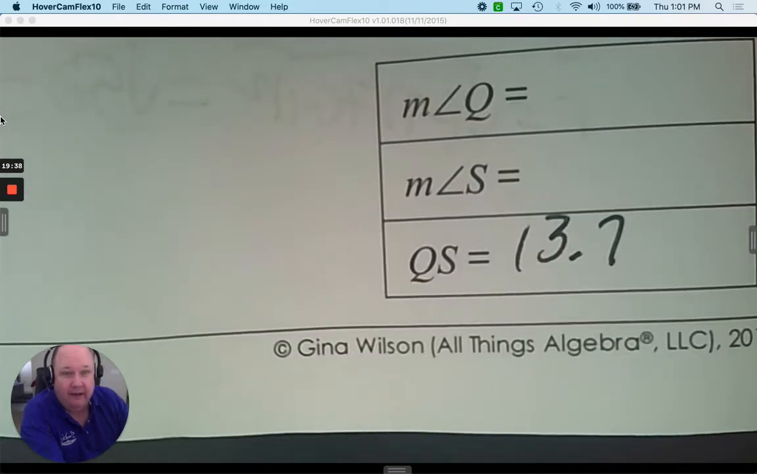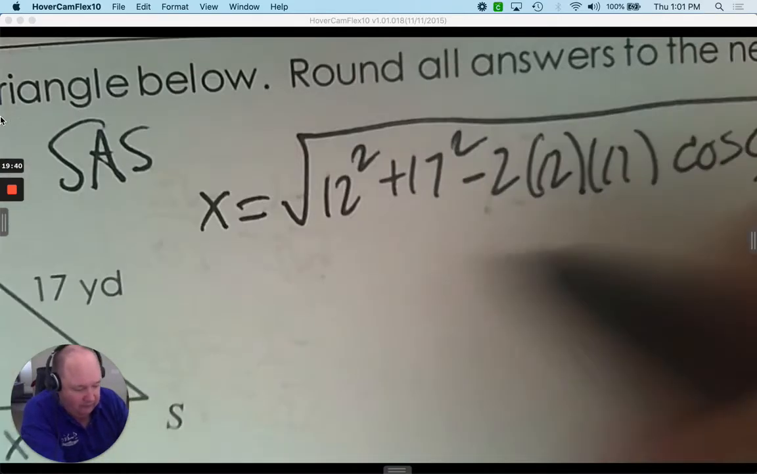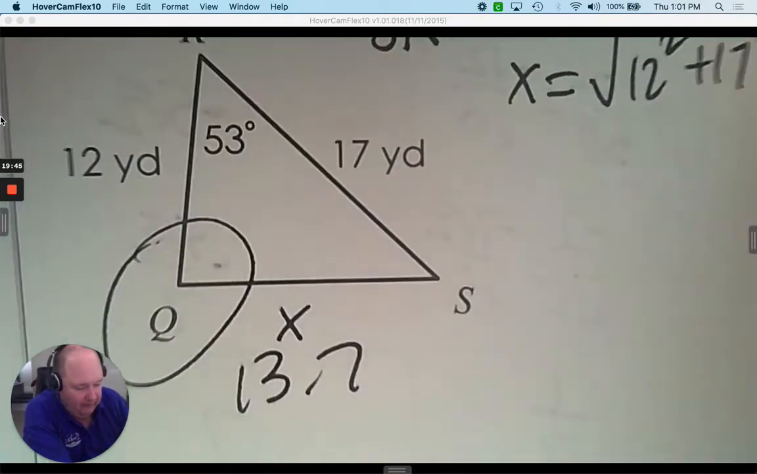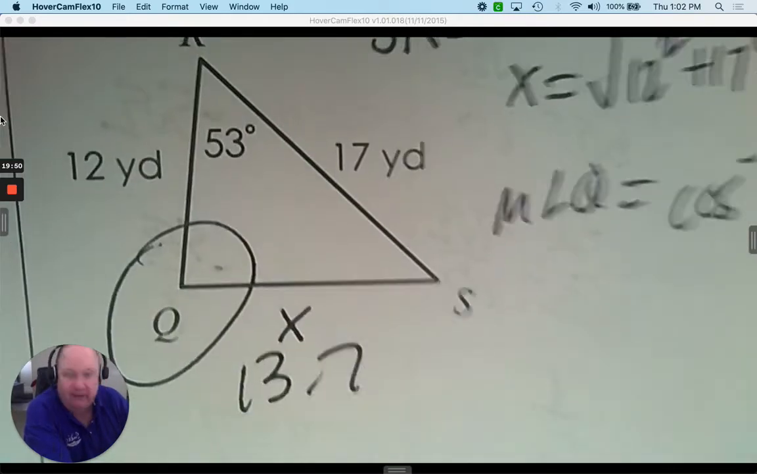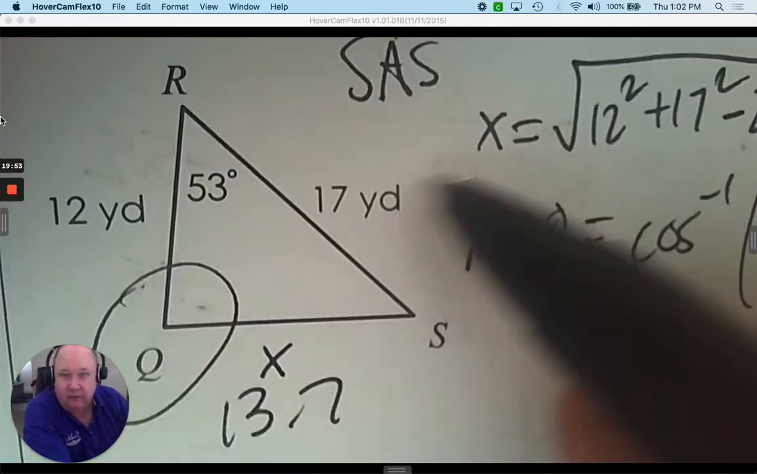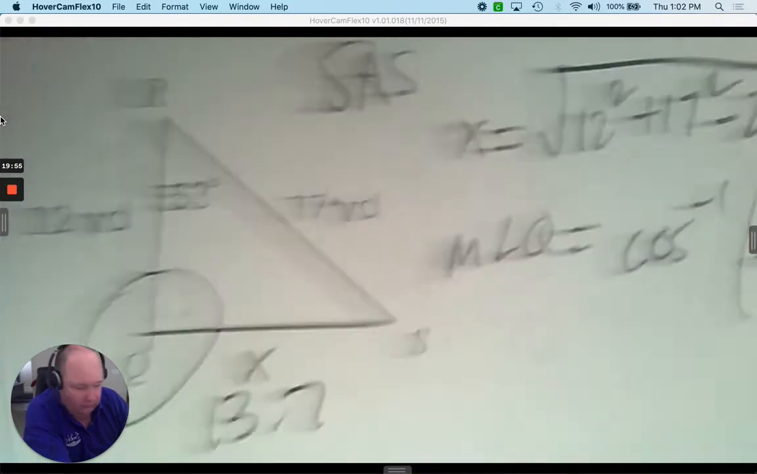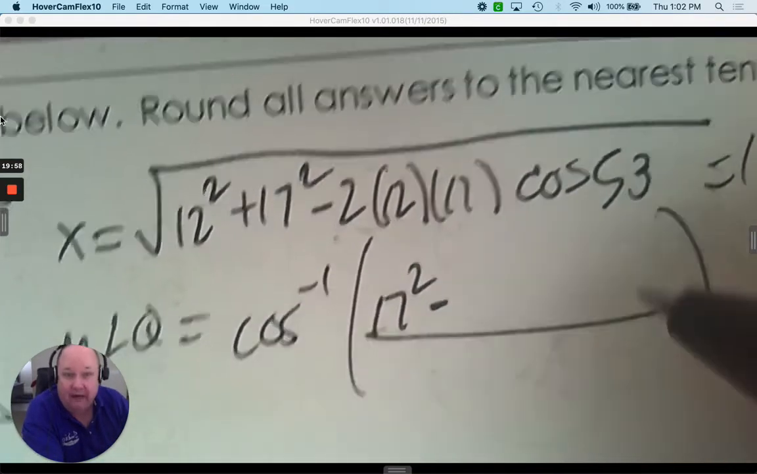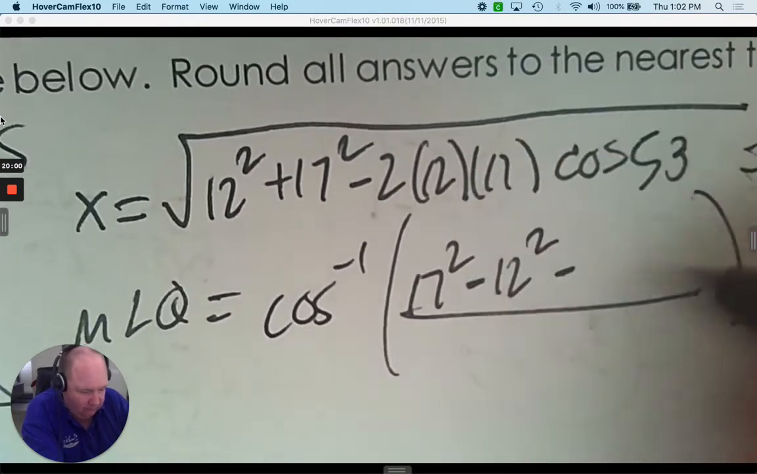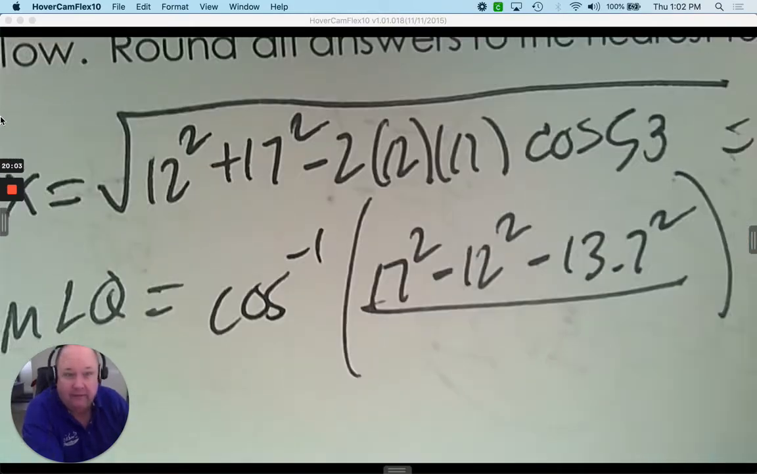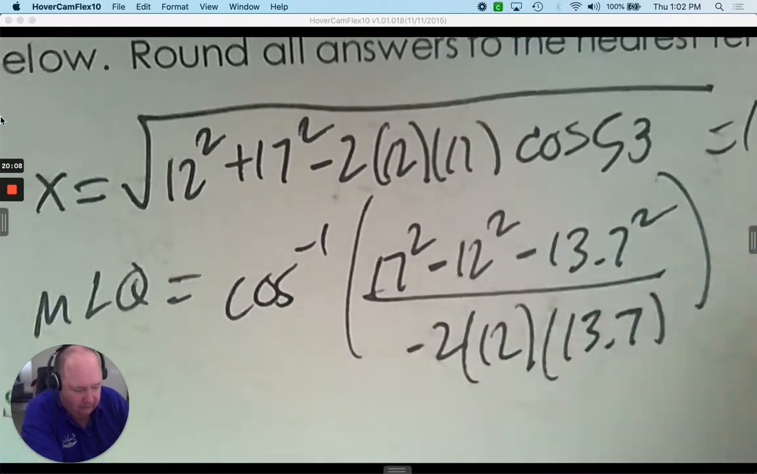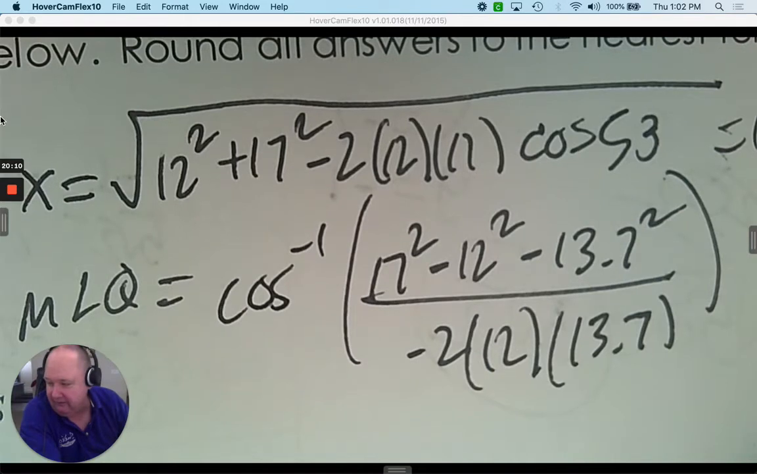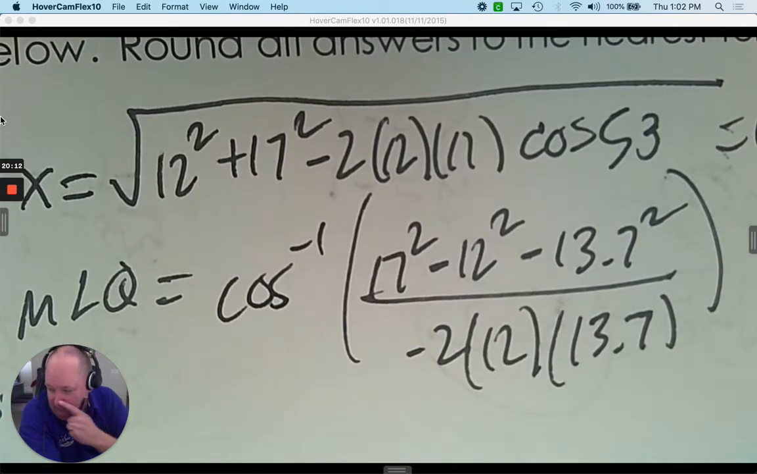So already we know that answer. Now we know this is 13.7. Now to find a missing angle, pick one of them. I'm going to pick Q. So the formula is inverse cosine. You start with the side opposite of Q. That's 17. Square it, subtract, and then pick another side, square it, subtract, pick another side, square it, and then the denominator is negative 2 times 12 times 13.7. That's what you'd put in the calculator. And then you would get 82.5.